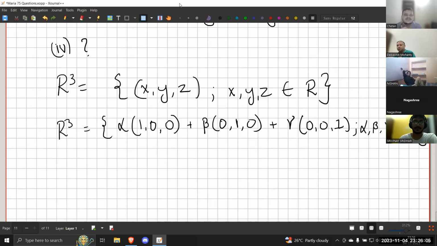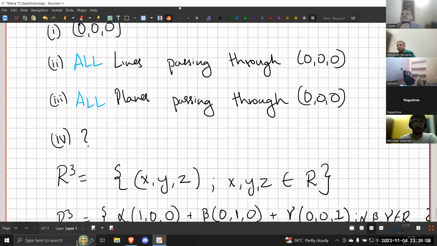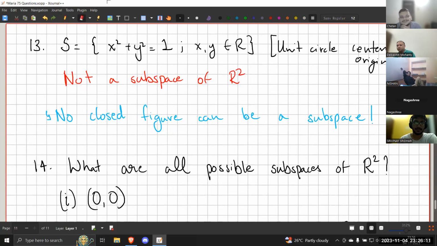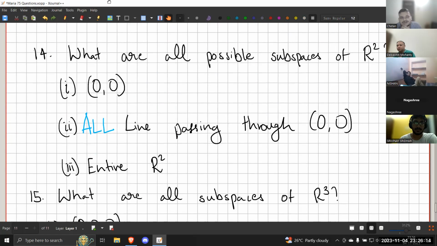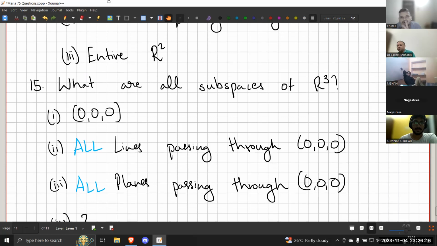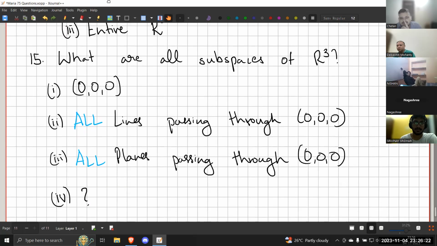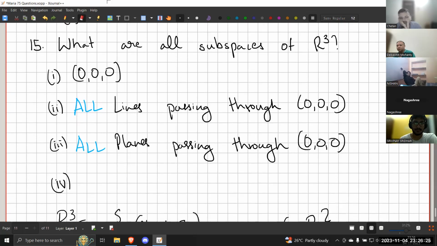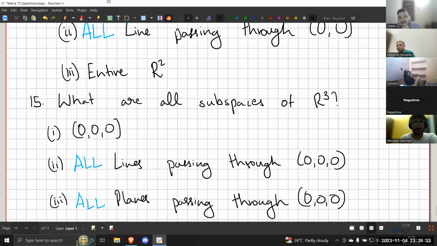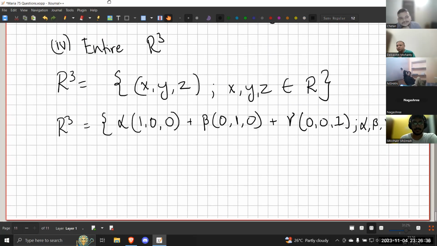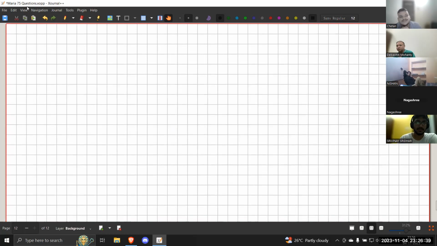So can we generalize this idea to Rn? Interesting question, right? We observed the subspaces of R2: the origin, all the lines passing through the origin, and R2 itself. We observed the subspaces of R3: the origin, all the lines passing through the origin, all the planes passing through the origin, and R3 itself, the entire R3. Can we now generalize this to Rn? Can anyone tell me what are the possible subspaces of Rn? Anyone?